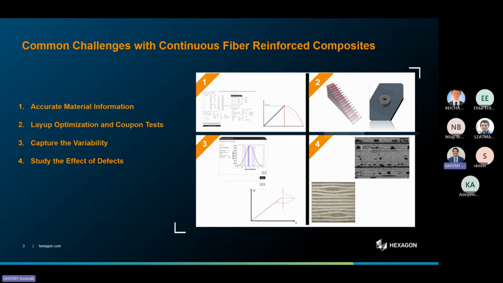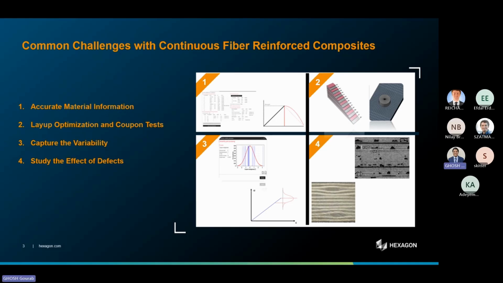Then the third pain point is capturing the variability. How do we capture the variability that is inherent to composite material production? Let's say when you do material testing, when you do the actual manufacturing, with all those processes, variability is inherently involved, and that variability can highly change the design decisions, like the peak strength that I'm getting or the stiffness. So how do we capture those variability effects through simulation?